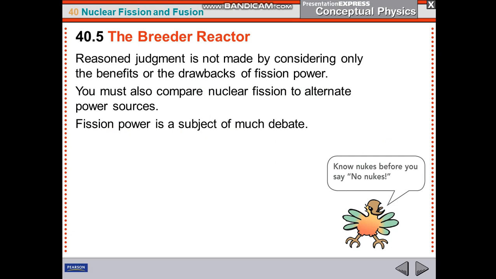Recent judgment is not made by considering only the benefits or the drawbacks of fission power. You must also compare nuclear fission to alternate power sources. Fission power is a subject of much debate. So we need to really have a debate on fission power.